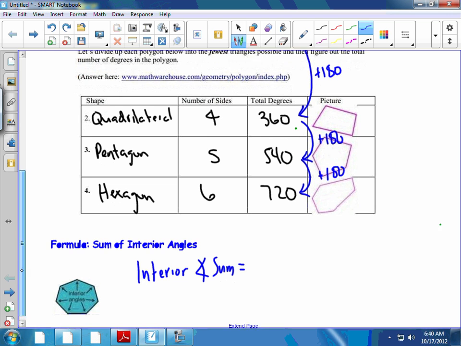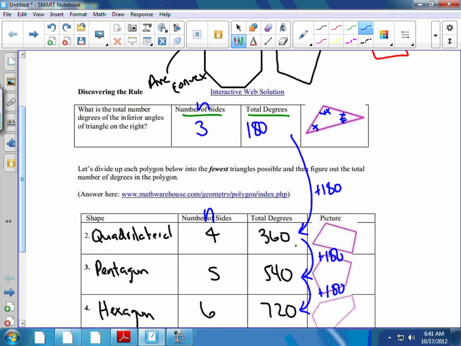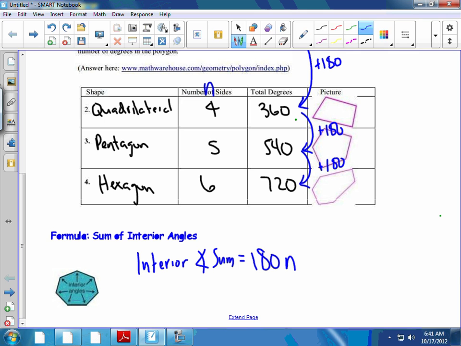And so from our pattern, if we add by a constant, we can just multiply by it. So we might be thinking, well, 180 times n, where n is the number of sides. Let's check that out. So 6 times 180 gets me 1,080. 5 times 180 gets me 900. 4 times 180 gets me 720. And then for our triangle, 3 times 180 gets me 540.